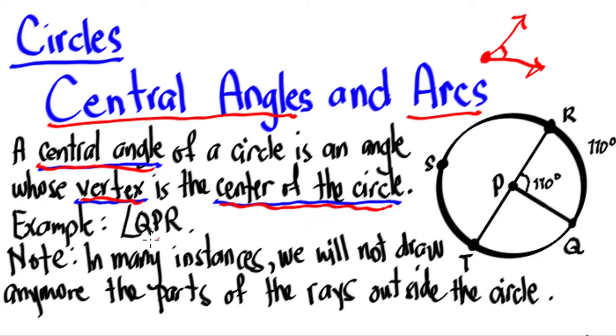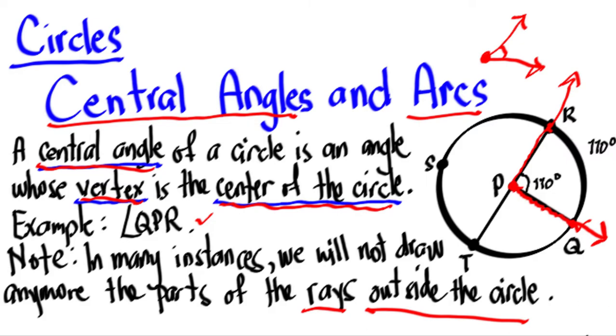One instance is angle QPR. Notice angle QPR over here in this circle. So you can imagine this angle over here. This angle QPR is what we call a central angle because its vertex is on the center of the circle, namely P. Just take note, in many instances, we will not draw anymore the parts of the rays outside the circle, because we know traditionally an angle is two rays wherein some parts of the rays intersect. So we don't need anymore to draw the arrowheads to be exact. That's what we call a central angle, an angle whose vertex is on the center of the circle.